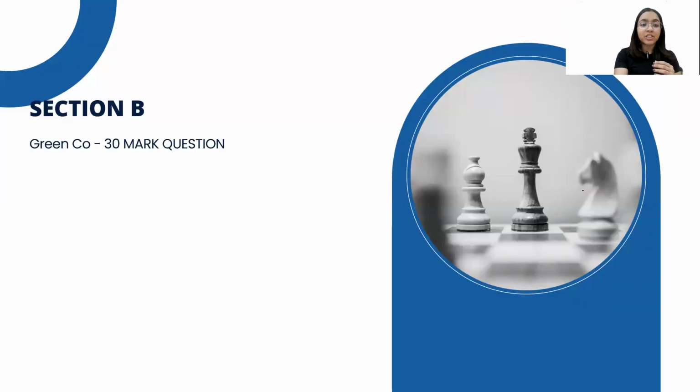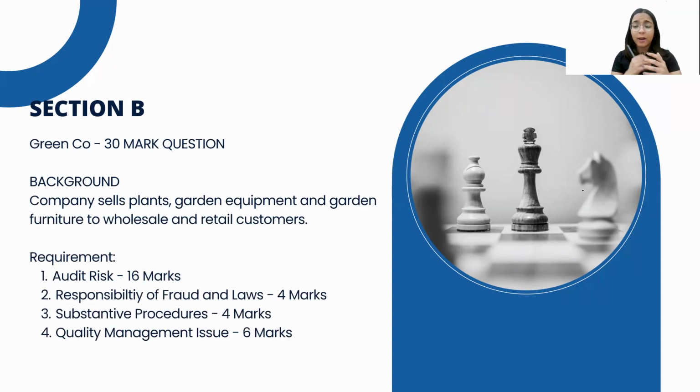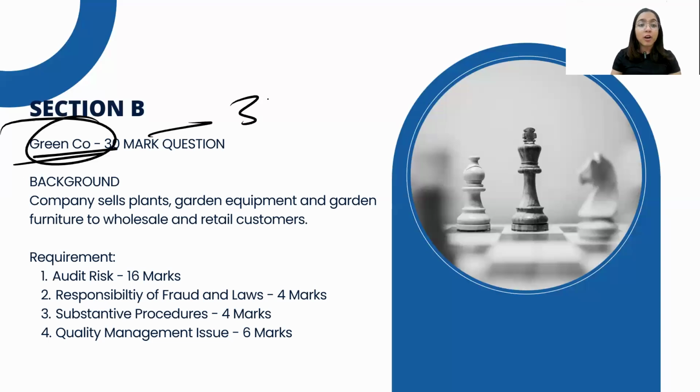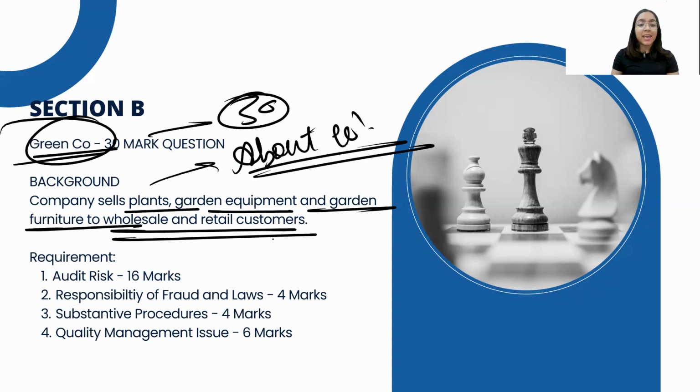Now, when it comes to Section B, the first question that the examiner report has discussed is the Green company, which is of 30 marks. So Green company has certain background: the company sells plants, garden equipment and garden furniture to wholesale and retail customers. So this was about the company that has been mentioned in the examiner report.